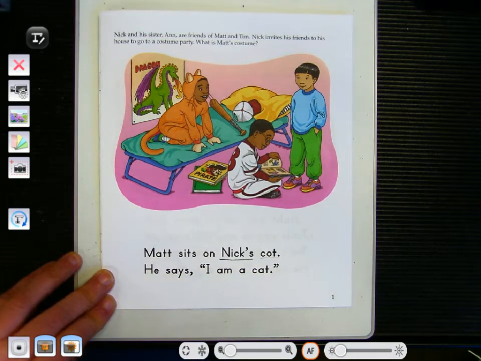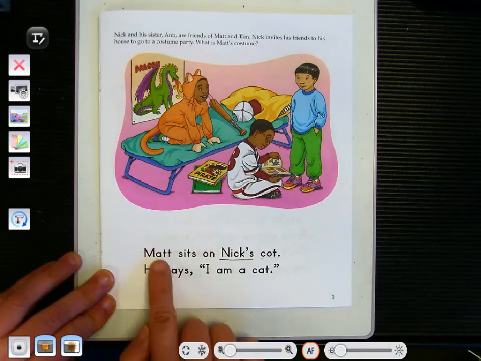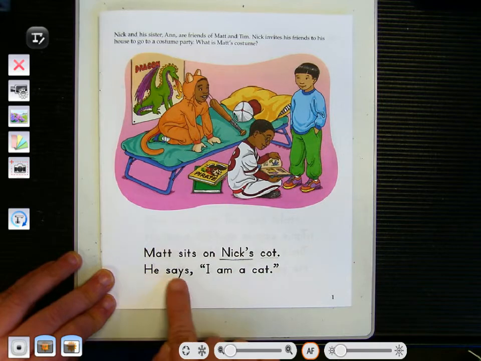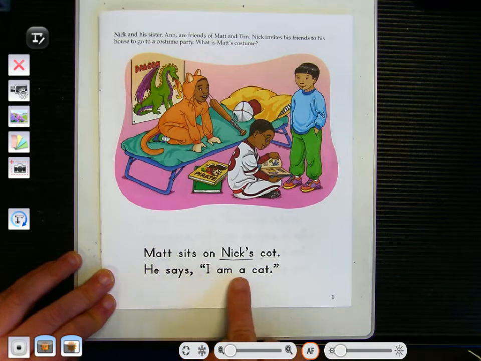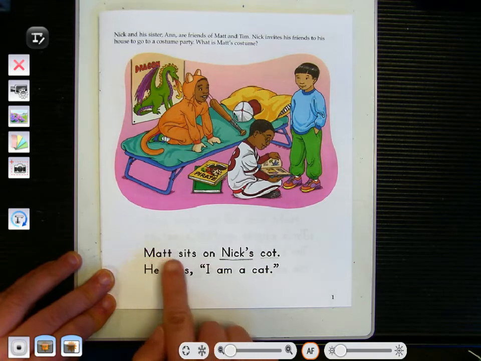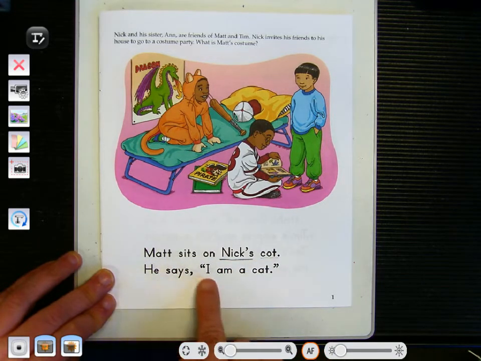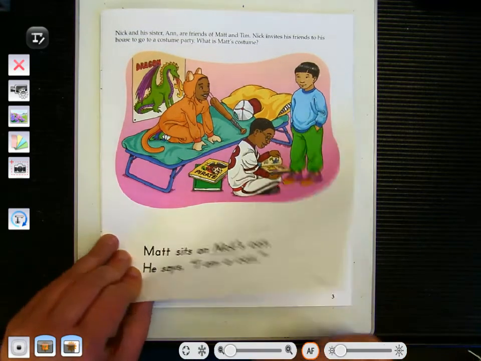Let's read that page fluently. Matt sits on Nick's cot. He says, I am a cat. Your turn to read it fluently. Turn the page.